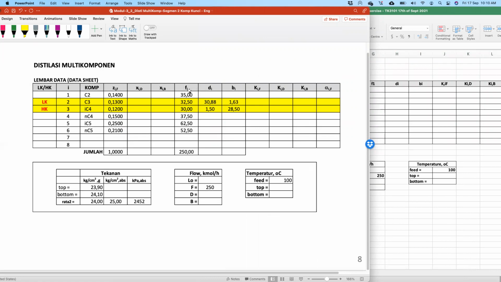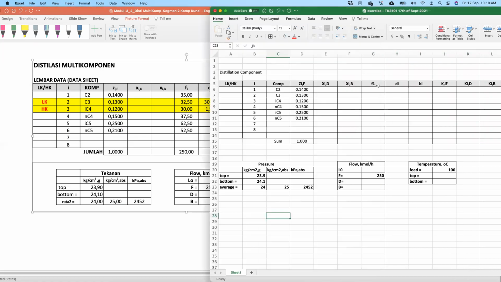Now let's say here the Fi is the feed of each component, which in total should be all of the F, 250. So how to get the feed of each component? We have to multiply the composition with the feed, and then use this one to make it similar. Ta-da. Okay, and don't forget to sum it up. Make it like that, and then maybe put this one with two numbers before. Okay, that's the feed.